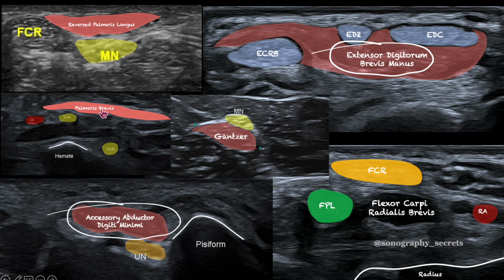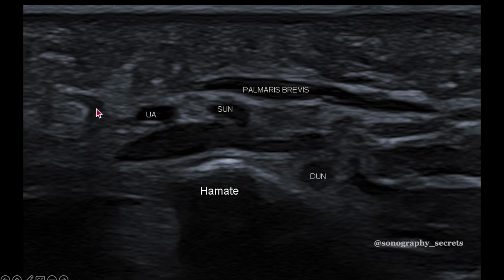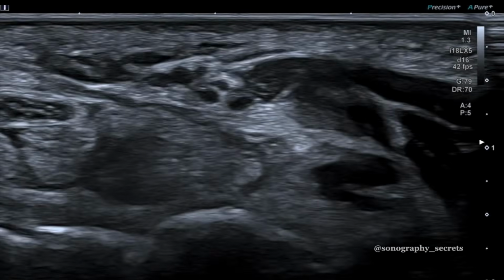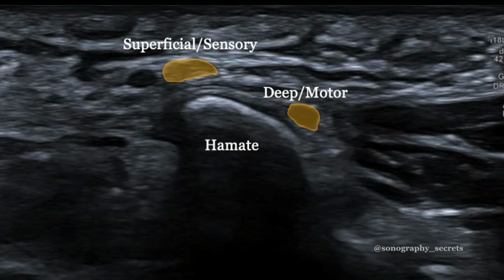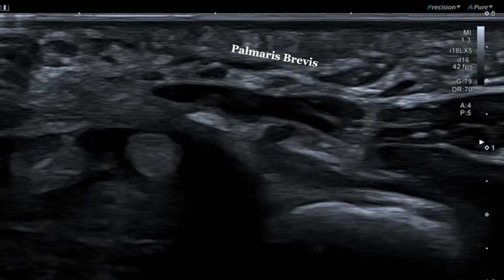And a muscle that, while not accessory or a variant, is often mistaken for one is the palmaris brevis. The palmaris brevis lies in the subcutaneous tissues volar to the ulnar nerve, distal to the pisiform, and inserts into the skin. It's a muscle we have probably all scanned but not realized.